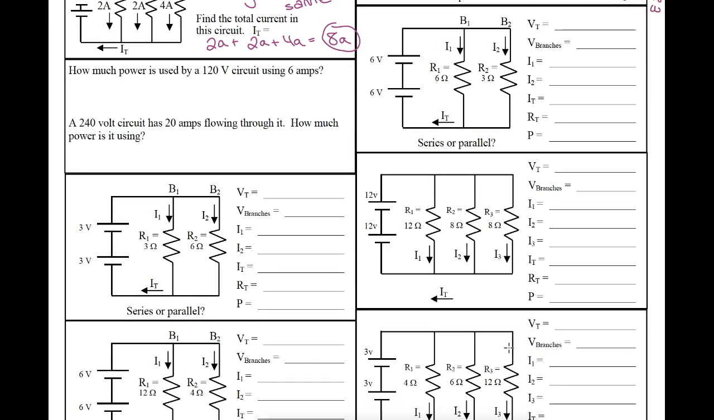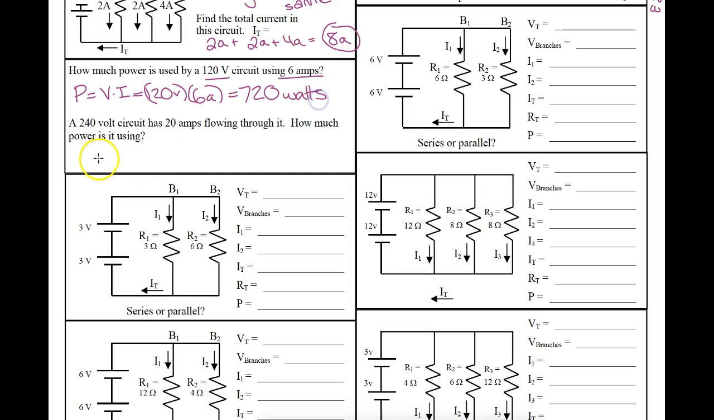Okay, how much power is used by a 120 volt circuit using 6 amps? So we're going to use the formula for power, which is P equals voltage times resistance, and it is 120 times, I'm sorry, not voltage times resistance, it's voltage times current, and it's 6 amps, and that equals 720 watts, which is pretty strong.